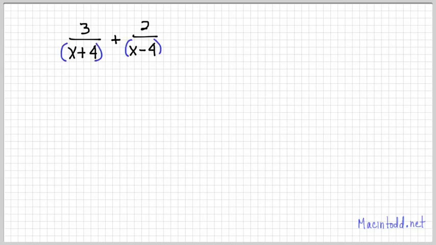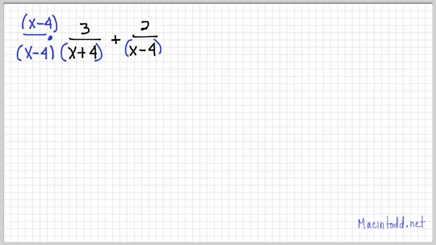Okay, for our first problem, let's do this one: 3 over x plus 4, plus 2 over x minus 4. If I want to add these two together, they have to have the same denominator. And we can see right now in the bottom, this one has a factor of x plus 4, this one x minus 4. So, in order to get them to have the same denominators, they both have to have the same factors. So I'm going to take this one times x minus 4 over x minus 4.